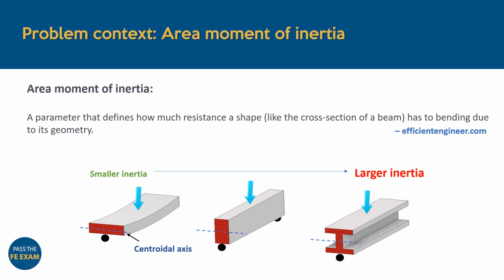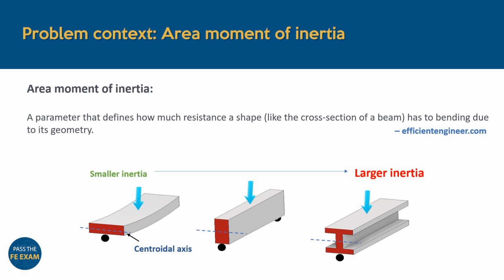The area moment of inertia is a parameter that defines how much resistance a shape, like that of the cross-section of a beam, has to bending due to its geometry. For example, when we apply a concentrated load to the center of three simply supported beams, like we have here, we get an intuitive feel for how the beams would react under this stress. In this case, the beams are bending about their own central axis, referred to as their centroidal axis.